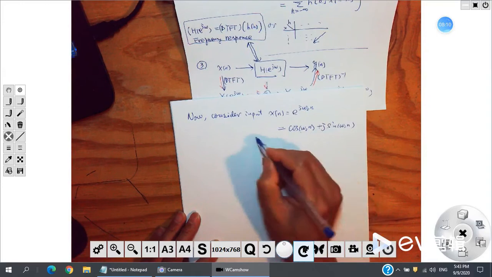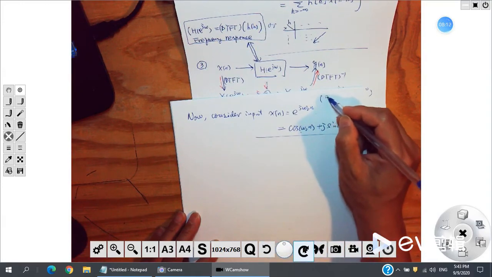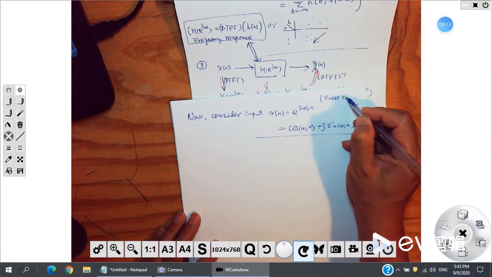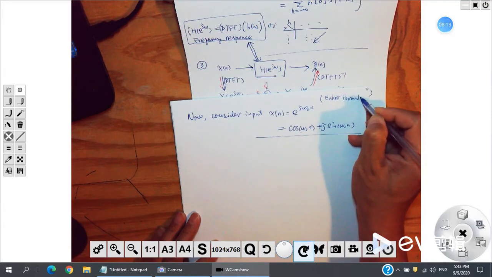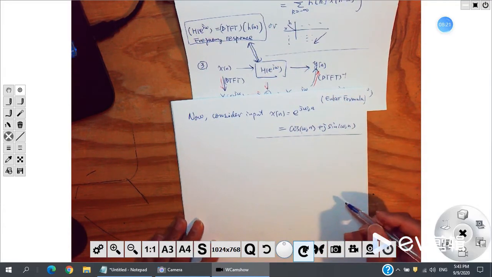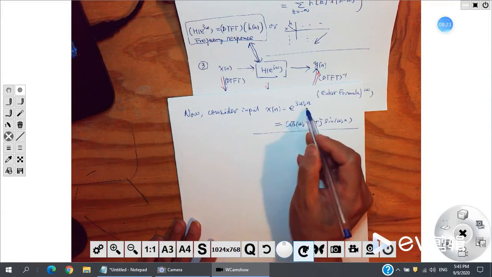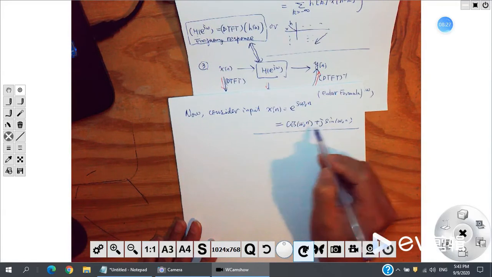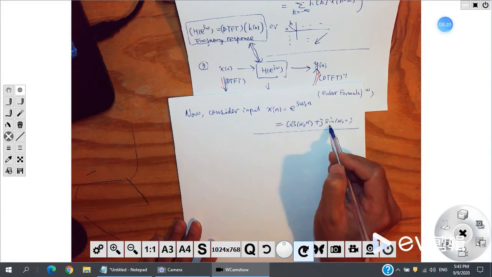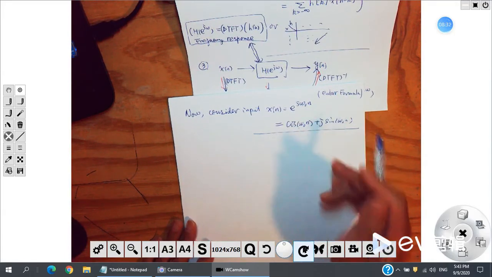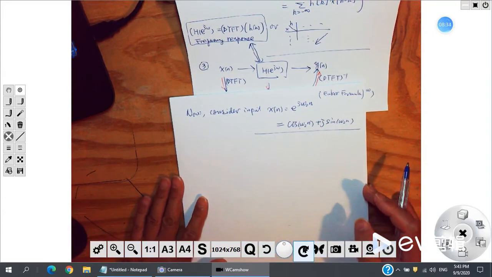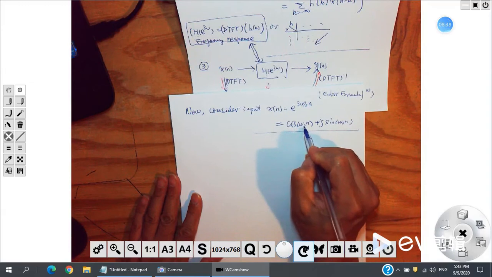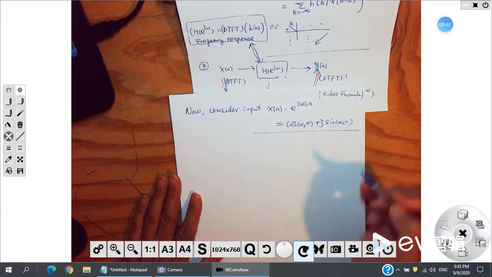This is the Euler formula. So this kind of signal is a combination of cosine and sine, cosine in the real part, sine in the imaginary part. So this is a sinusoid. It's still a sinusoid, and the frequency is omega 0.